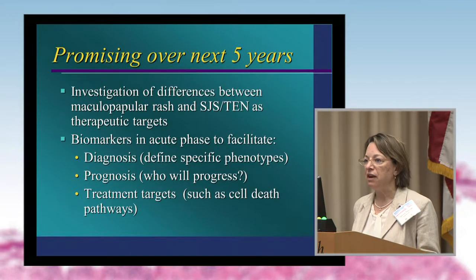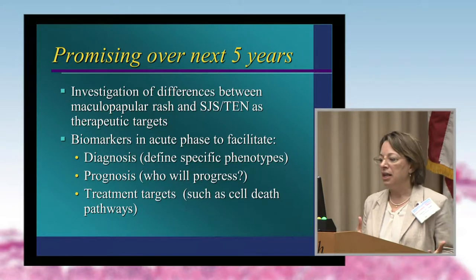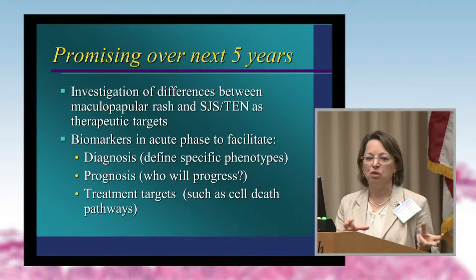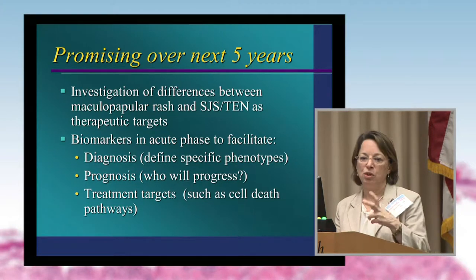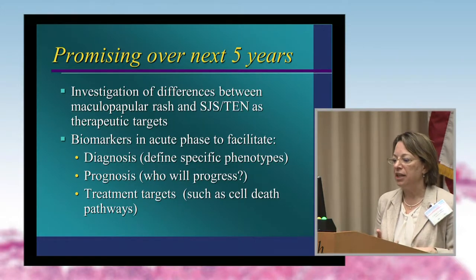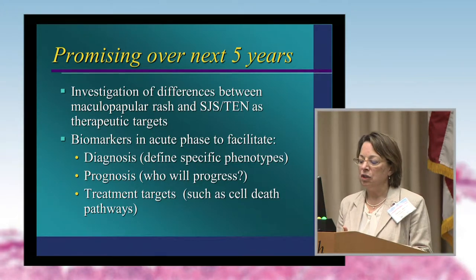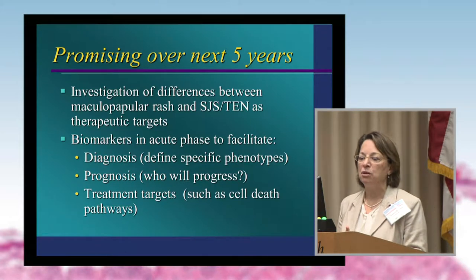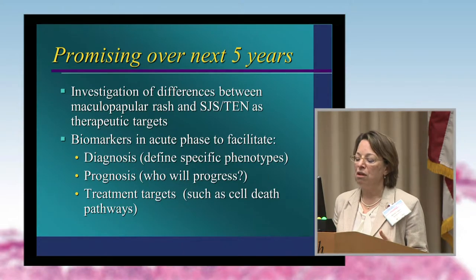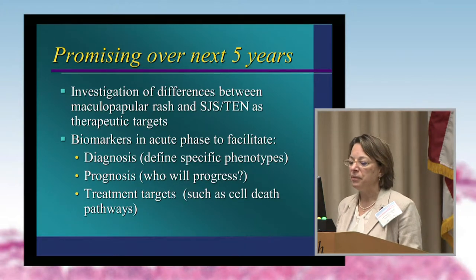So what's promising over the next 5 years? Investigation of differences between maculopapular rash and SJS-TEN as therapeutic targets, and Lars French is already working on this: what are the triggers that take a benign course into a catastrophic course? And then biomarkers in the acute phase to facilitate diagnosis, so what are specific phenotypes? Obviously we need histopathology, but there may be subtypes, or there may be markers, immunohistochemistry, or qPCR, or other things within the biopsy that would allow you to clearly define different subtypes.